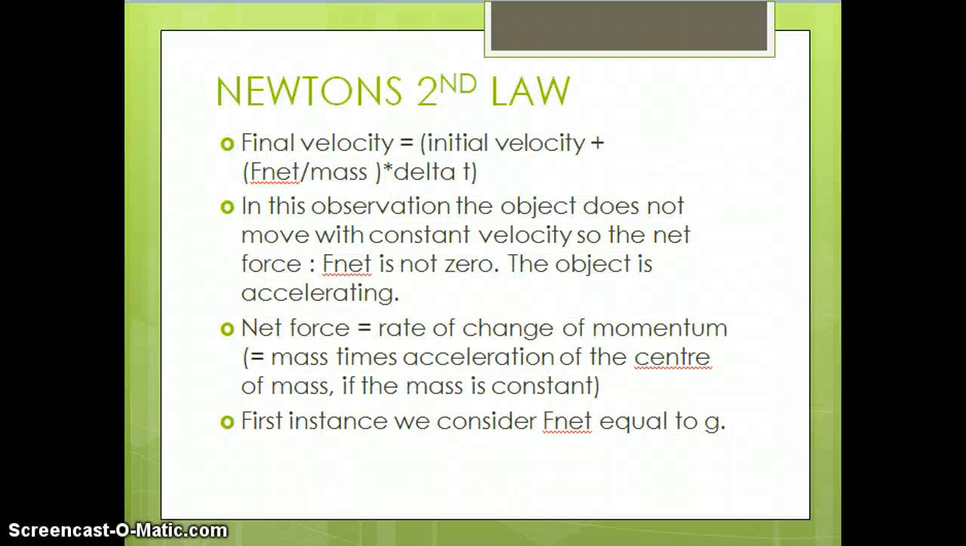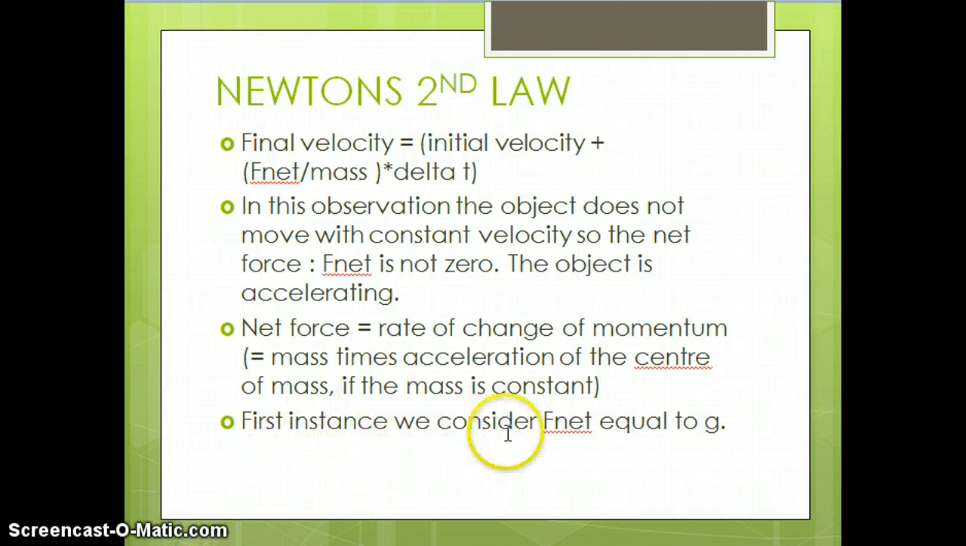I looked at a ping pong ball being dropped, and of course we have Newton's second law being applied. The final velocity is equal to initial velocity plus the net force over the mass times delta t. However, in this scenario, the net force is not zero, as we noted here. The net force is equal to the rate of change of momentum, which is equal to the mass times the acceleration of the center of mass if the mass is constant. And in this case, our mass was constant.